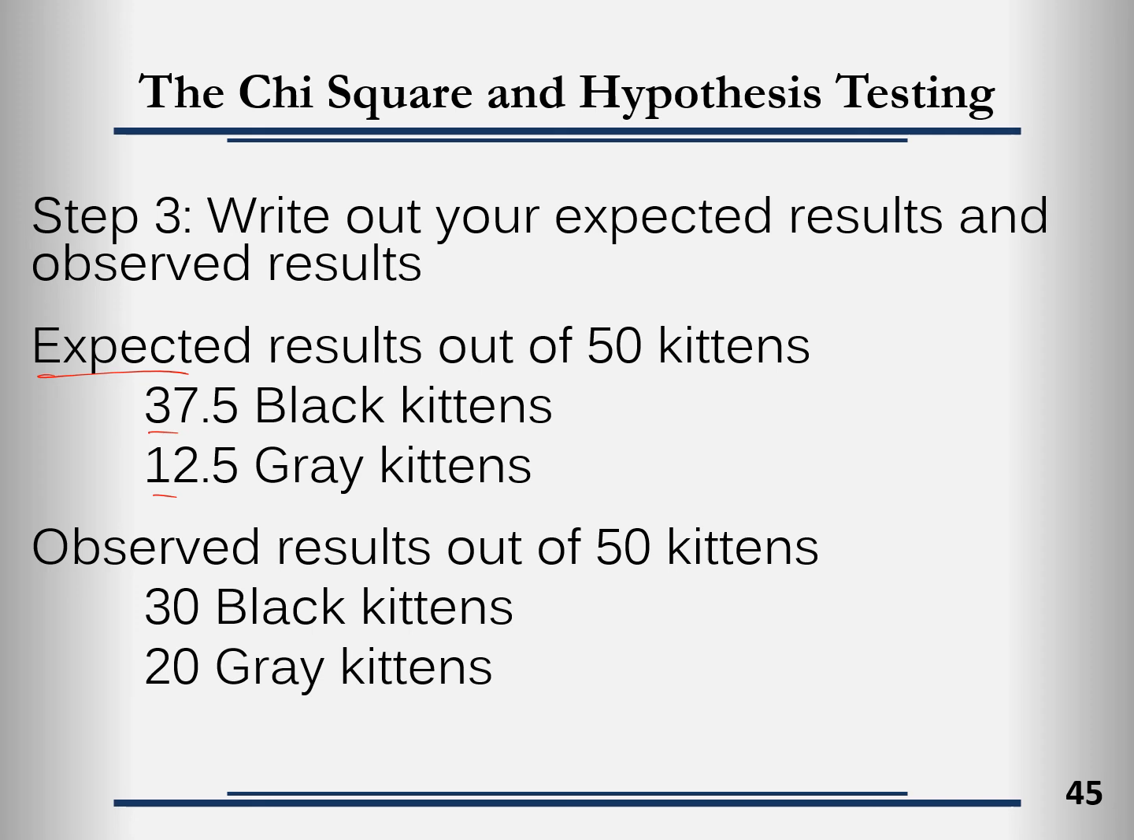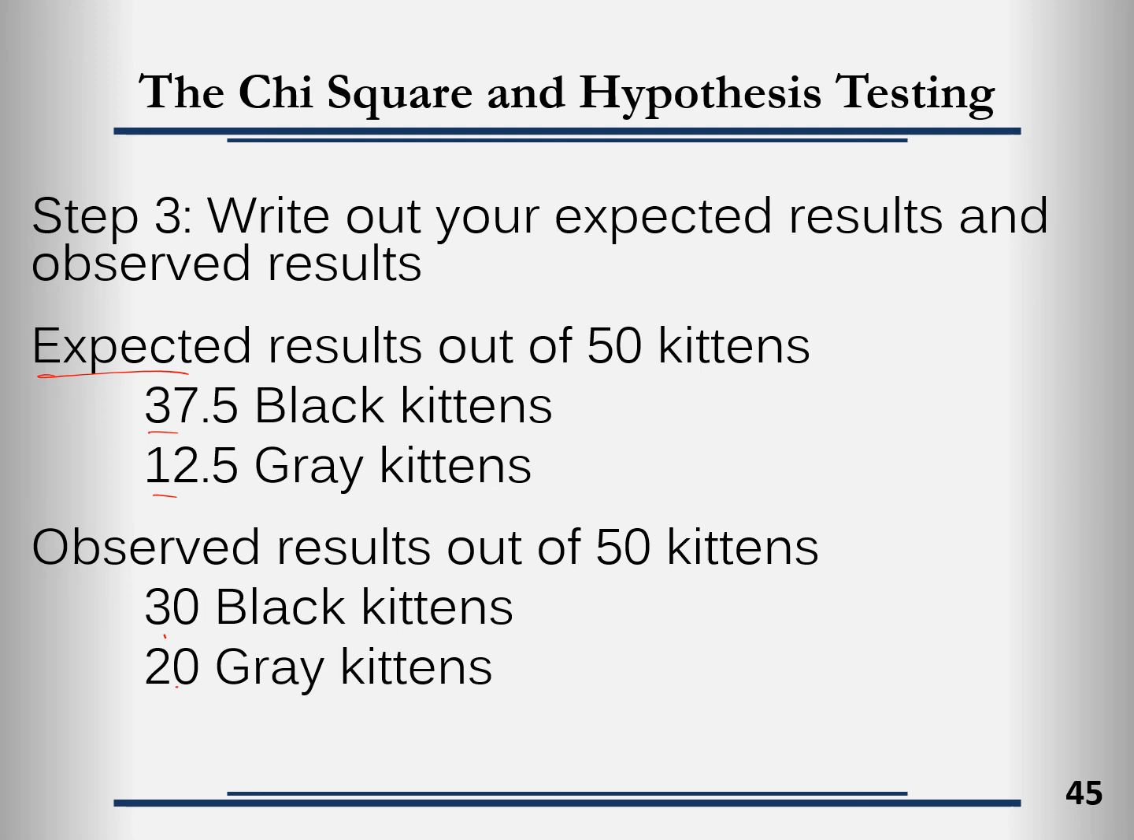Now, obviously, you can't have a half kitten. This is just a statistical, sort of weird anomaly scenario. But instead, what we saw was 30 and 20. So the question is, are 30 and 20 really different from 37 and 12 to where we begin to doubt whether or not it's actually Mendelian? There could be something else going on here about the genetics of cat coloration.